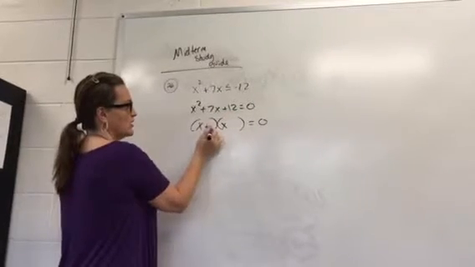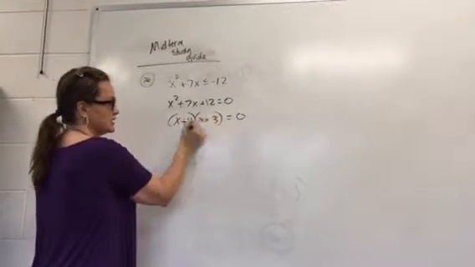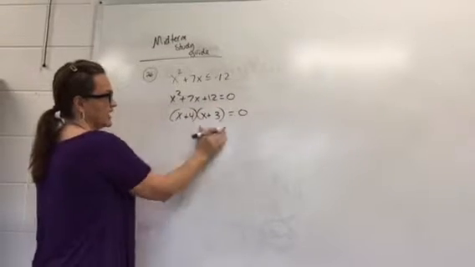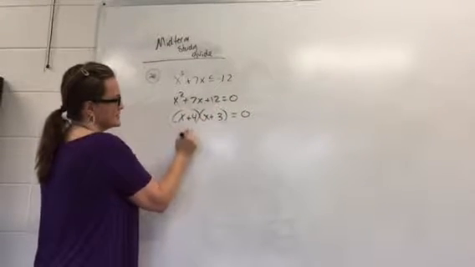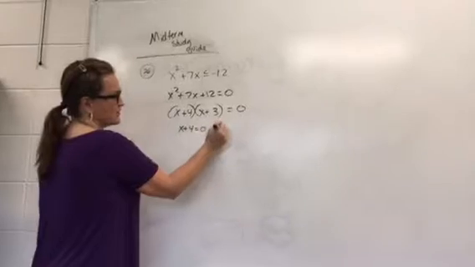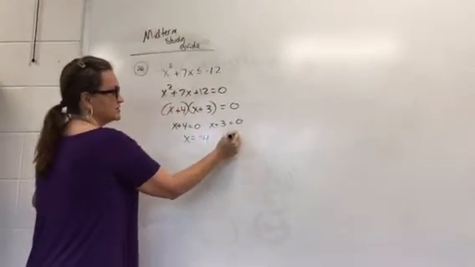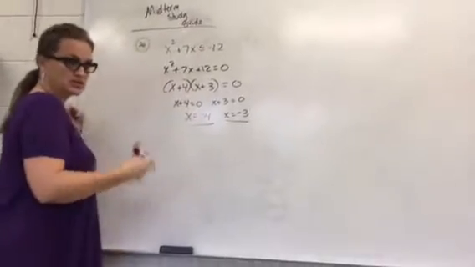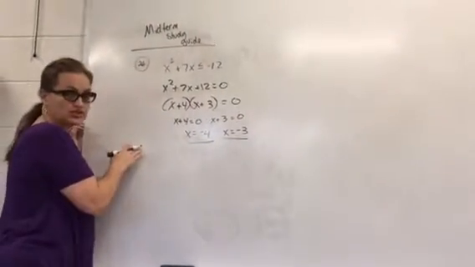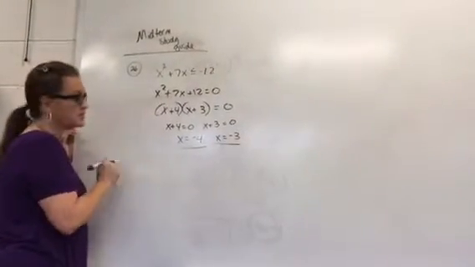Let's see, to get 12, I know 4 times 3 multiplies to be 12 and adds to be 7. Then I set each part equal to 0 by the zero factor property, and then solve each part, giving me my two x solutions. If this were an equation, that's all we would report. That would be the answer.